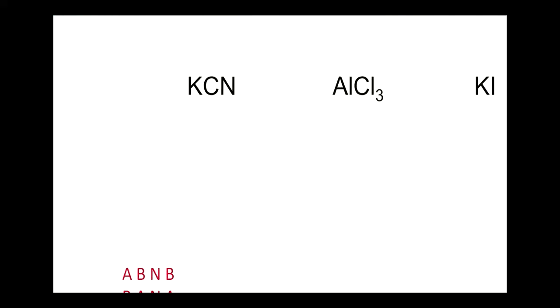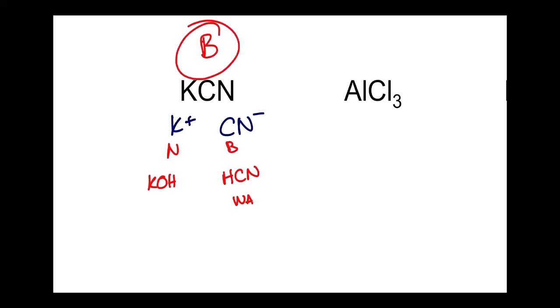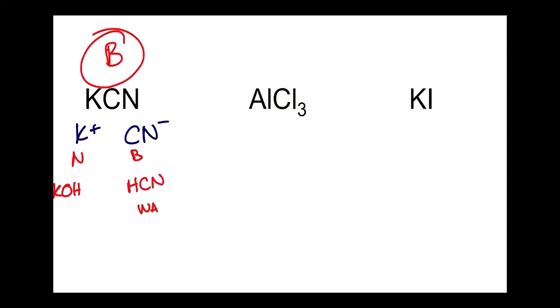All right, keep going. KCN: K+ and CN-. K+ is pH neutral because it comes from KOH, which is a strong base. But CN- comes from HCN, which is a weak acid. So therefore, CN- is a base. So that means this whole thing is going to be basic. See, no math at all, except understanding and memorizing what's a strong base and strong acid. Basically everything else is going to be a weak acid or weak base.